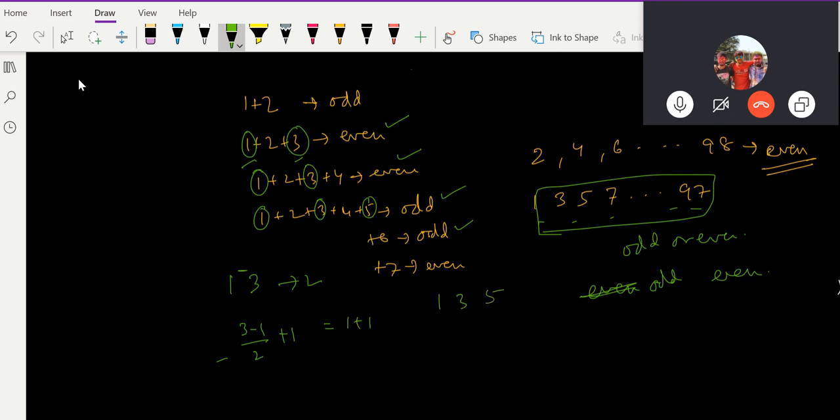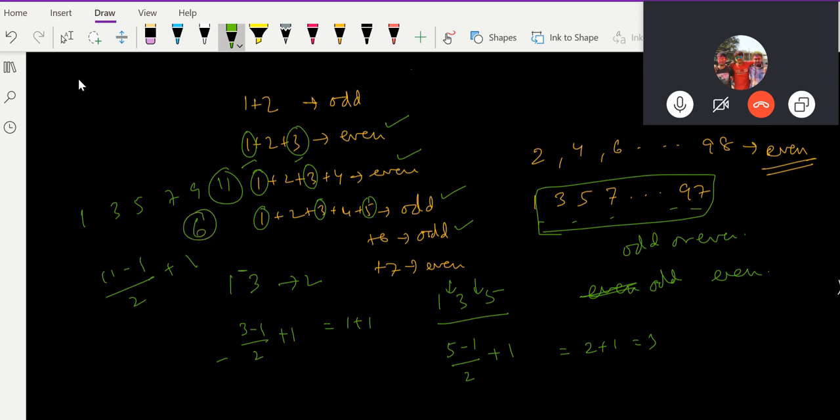1, 3, 5. How many numbers are there? 3. How do I find out? 5 minus 1 divided by the common difference, which is 2, plus 1, which is 2 plus 1, 3. How many numbers are there in 1, 3, 5, 7, 9, 11? 11 minus 1 by 2 plus 1, so that is 6, correct? Correct.